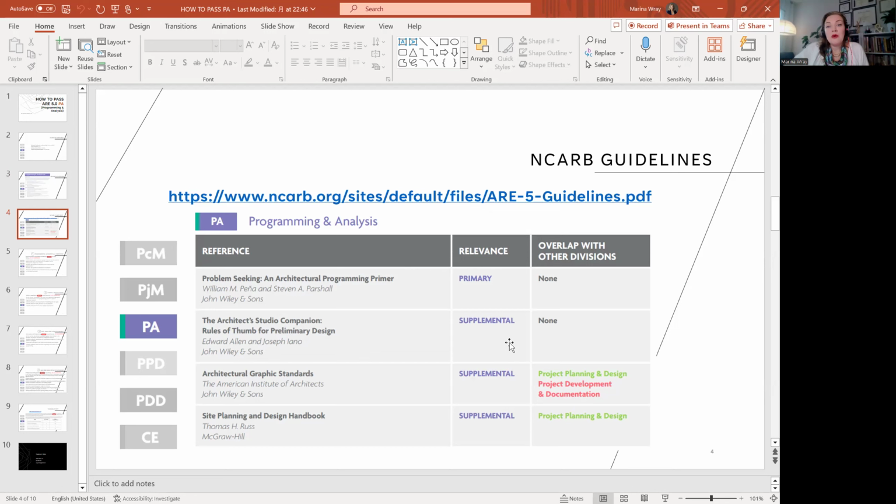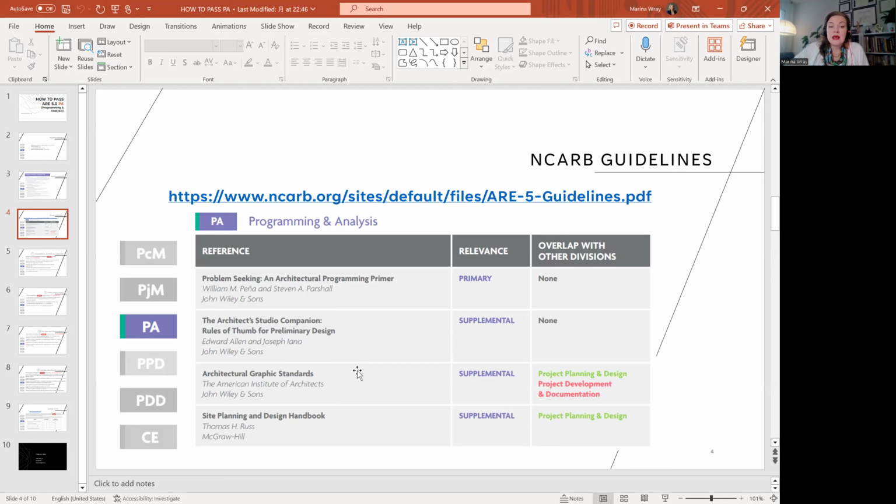That's critically important for this exam as well as the PPD. And it does not overlap with any other division, as you can see here. But I definitely recommend this book. This is a great book. You should keep it in your library even after you are done with all your exams.